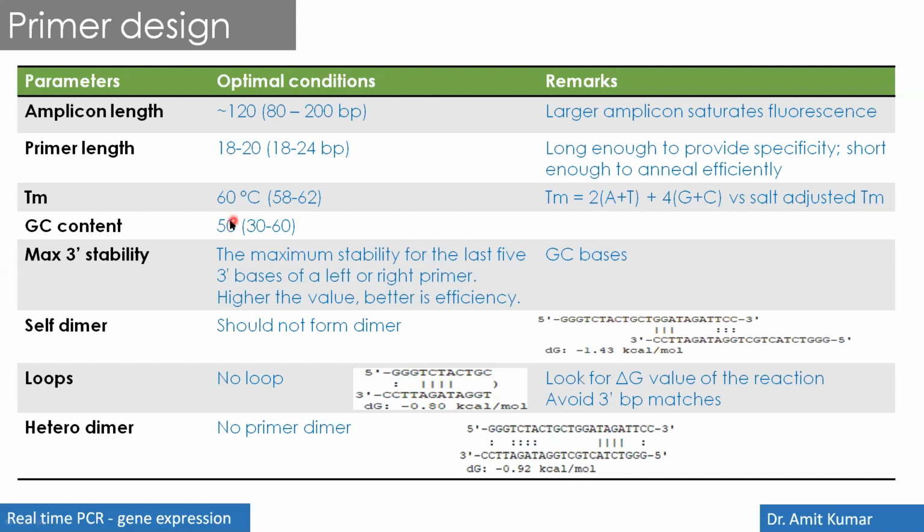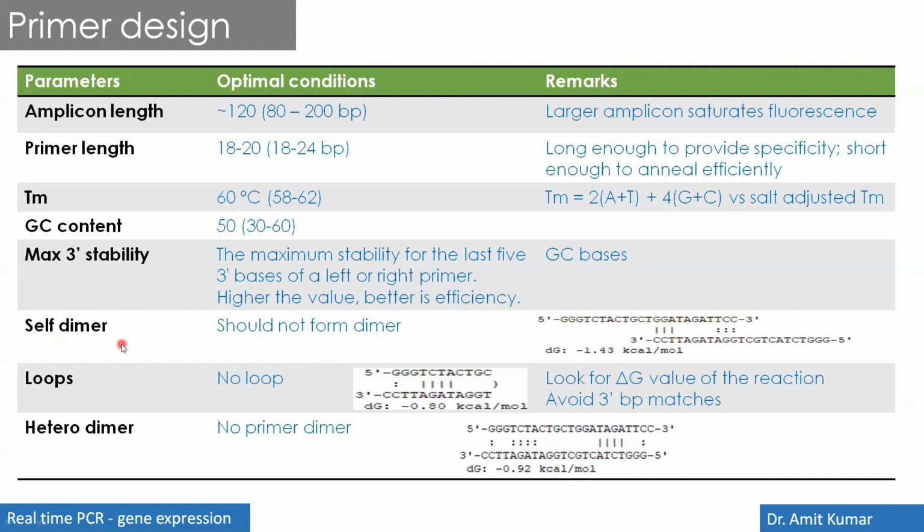The GC content should be almost 50. If you keep a very low GC content, then it can bind at several places. It loses the specificity. At the same time, as I said, you have to look that the 3' base mostly contains the GC bases, because the higher the value, the better the efficiency. So these are some of the parameters which we need to consider.